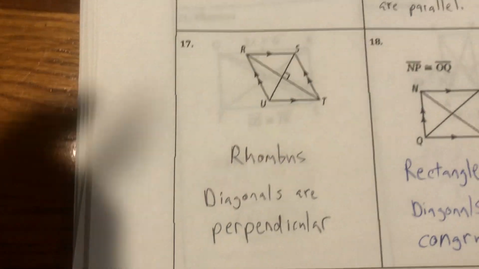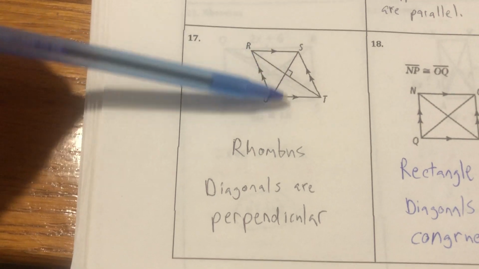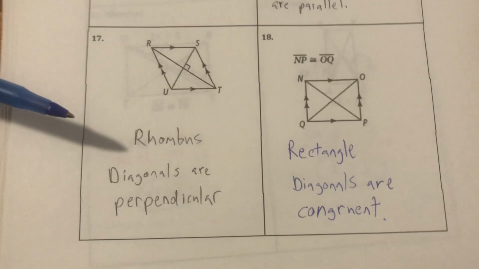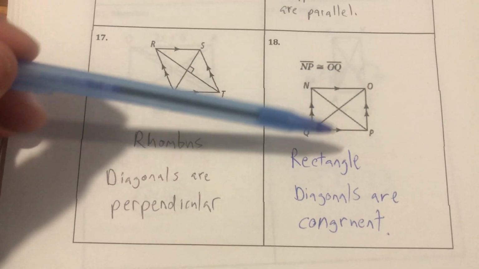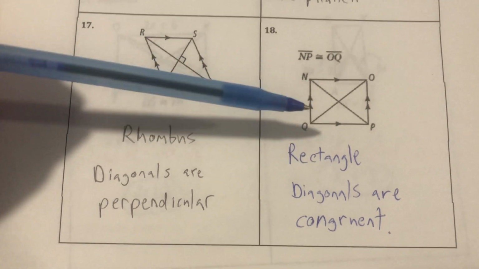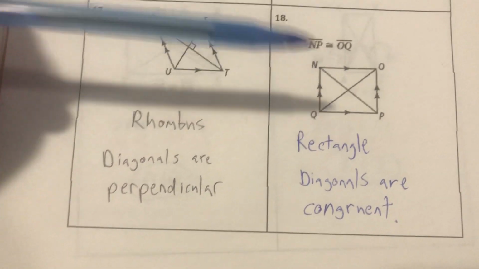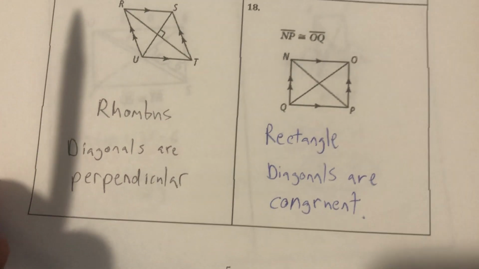17, we got a rhombus. Again, we got the opposite sides being parallel, and aside from that, we can see that the diagonals are perpendicular, so that's a rhombus. Looking at 18, they tell us that NP is congruent to OQ, so that means the diagonals are congruent, so we have a rectangle here, and again, they have the opposite sides being parallel, but that doesn't tell us anything extra. So the diagonals are congruent, we got a rectangle.